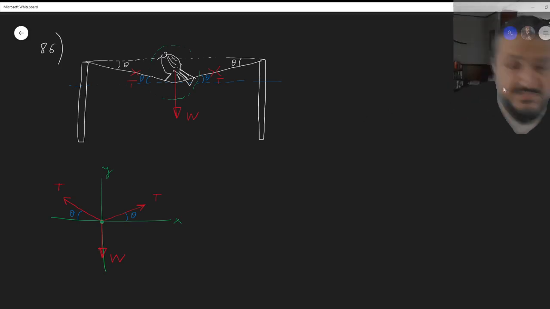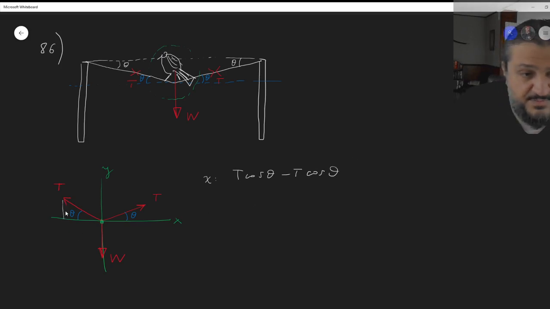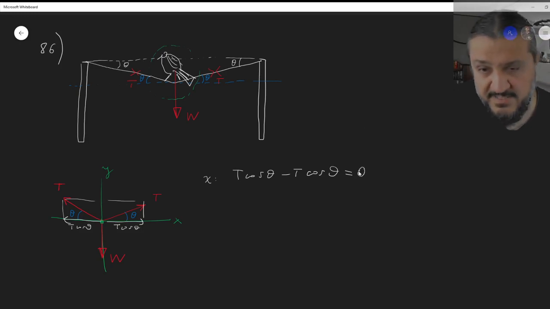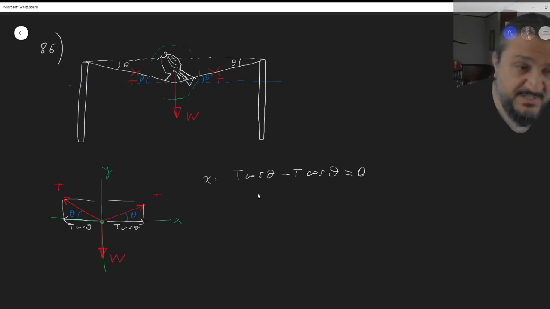The net force should be 0. Along the x direction, we have T cosine theta to the right and T cosine theta to the left. These two have components. This is T cosine theta, T cosine theta. They just cancel each other out. So nothing exciting happening in the x direction. What's happening in the y direction?